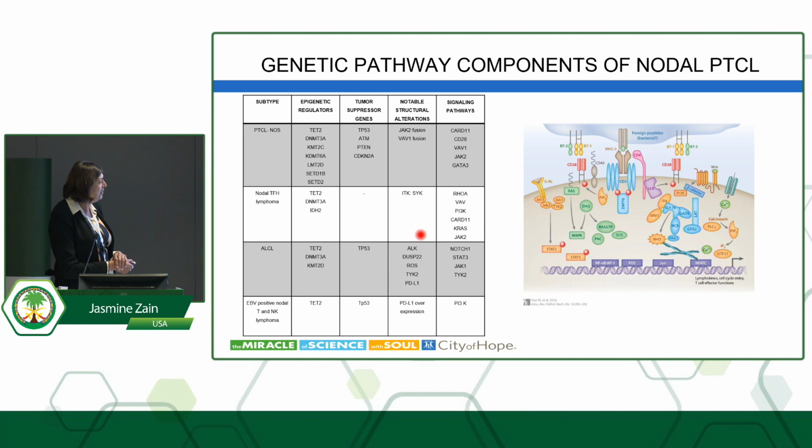In ALCL, you do see some epigenetic dysregulation, but more TP53 dysfunction. And then, of course, the role of ALK, which is the result of a translocation between chromosome 2 and 5 most commonly, but some other translocations as well. And then in NK/T-cell lymphomas, there is overexpression of PD-L1, which is why they're very sensitive to checkpoint inhibitors. Again, this is a very brief summary. On the right side, you can see the cartoon trying to depict some of these dysfunctional mechanisms. They're all interrelated, obviously.